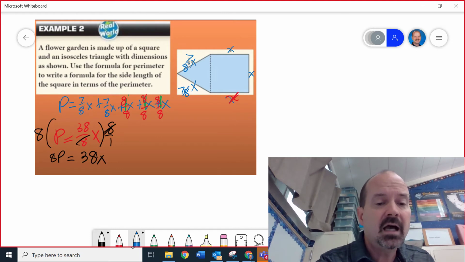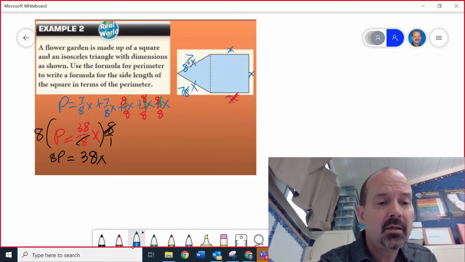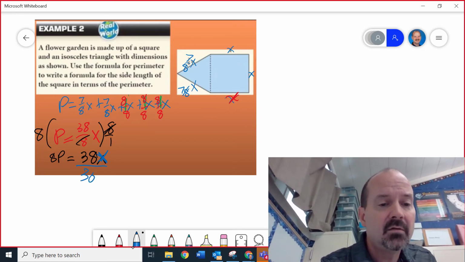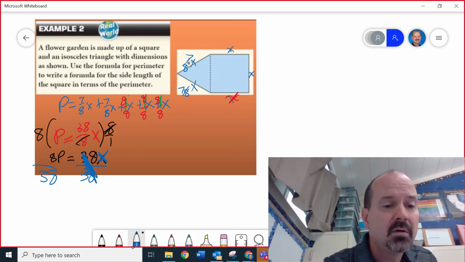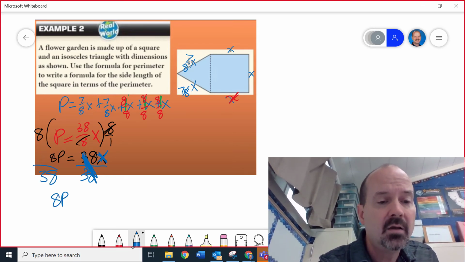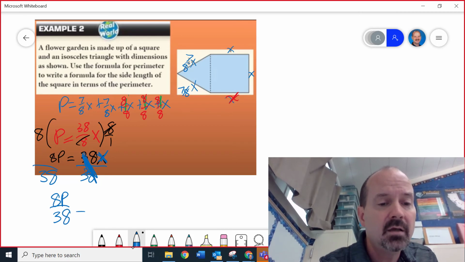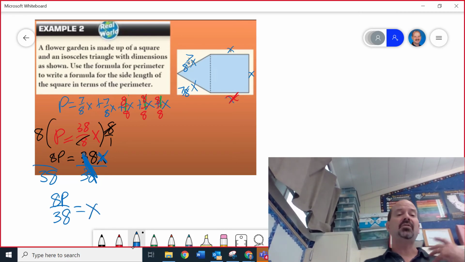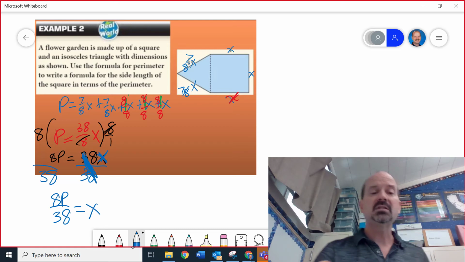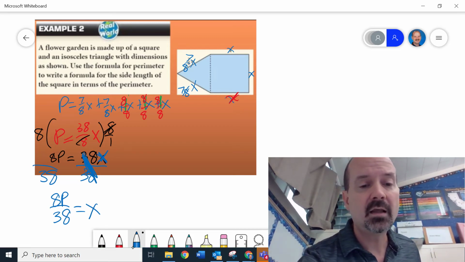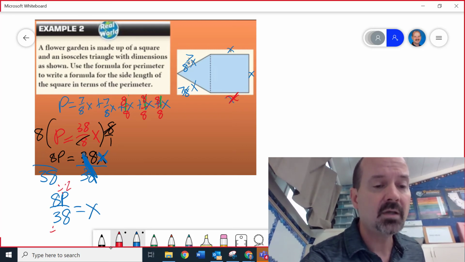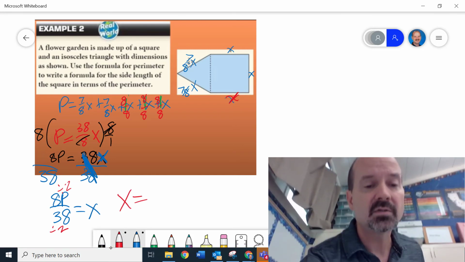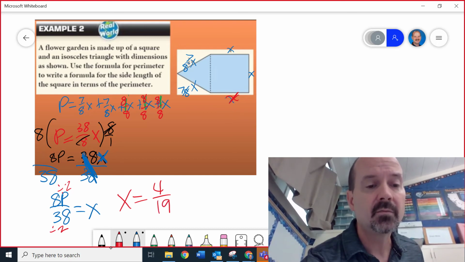So to finish this off, I'm going to go ahead and divide by the coefficient of X, because I want the X by itself. So if I divide by 38, that'll get rid of this 38 over here. But it shows up over here as divided by 38 also. And I end up with 8P over 38 equals X. Of course, 8 and 38 are even, so we could simplify it. If we divide them both by 2, you get X equals 4/19 P.